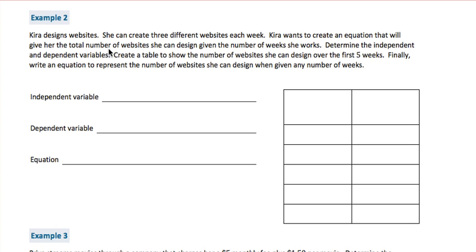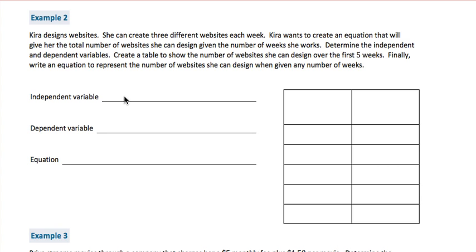In example 2, Kira designs websites. She can create 3 different websites each week. Kira wants to create an equation that will give her the total number of websites she can design, given the number of weeks she works. We need to determine the independent and dependent variables, and then create a table to show the number of websites she can design over 5 weeks, and then finally write an equation to represent the number of websites she can design when given any number of weeks.